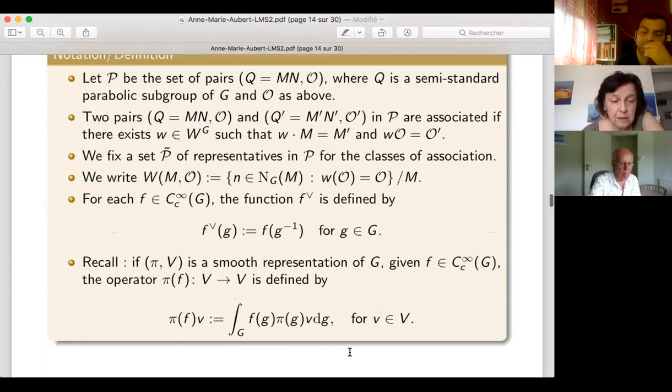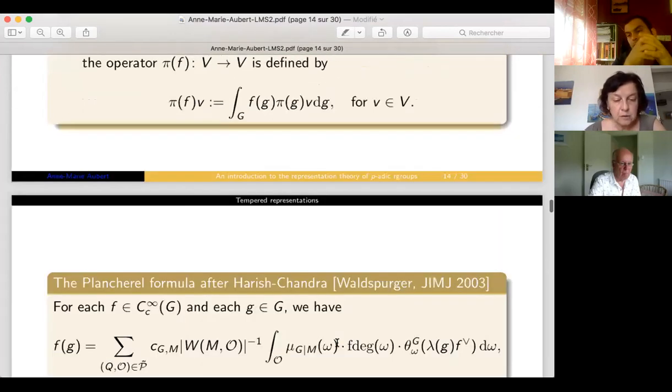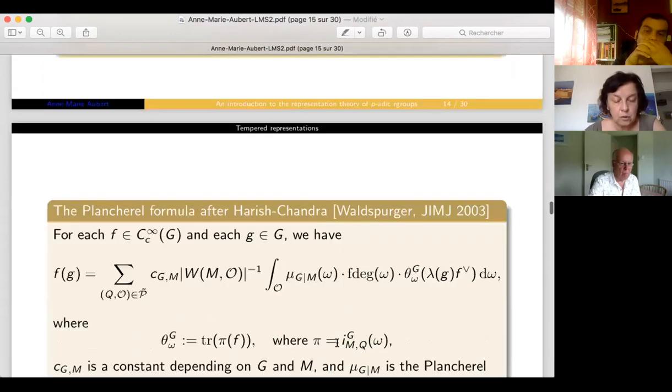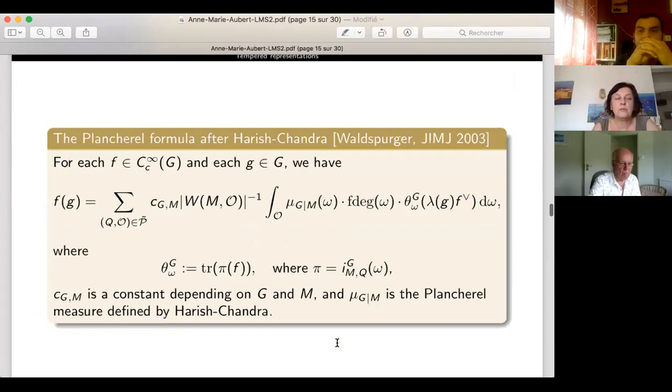And finally, I recall the notation from yesterday: when we start with a smooth representation of G and a function f, you define the operator pi(f) from V to V as the following integration. So now we have all the notation to state the Plancherel formula.